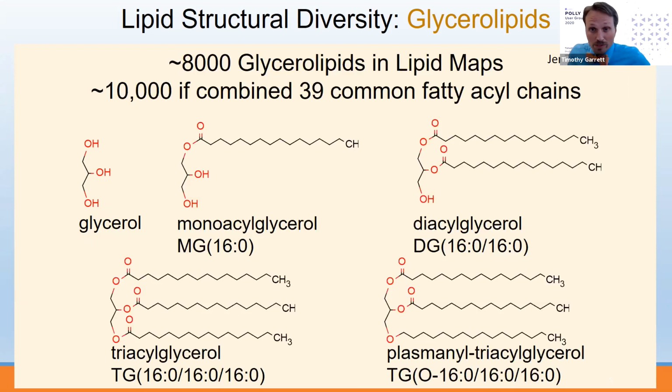If you go through all the potential combinations of this, there are over 10,000 potential combinations using 39 common fatty acyl chains throughout this whole process. That's a lot of different potential species present in a given sample. All of those may not be present, but all of those have the potential to be present under a given situation.